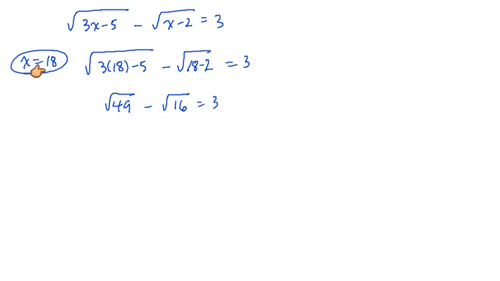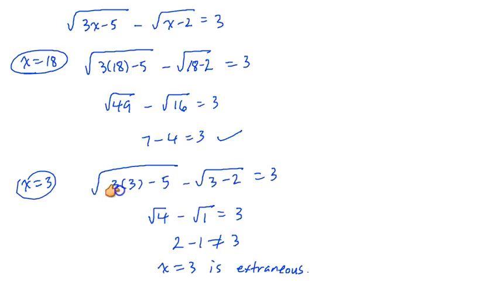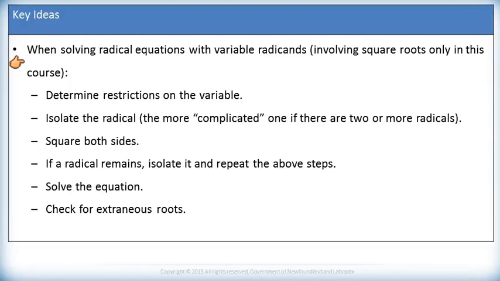I begin by putting the 18 in the original equation, and I get 3 times 18 minus 5 is 49, and 18 minus 2 is 16. That gives us 7 minus 4, which gives us 3. That's good. On the other hand, when I put our solution of 3 in, I wind up with 2 minus 1, which gives us 1, but that's not equal to 3, so x equals 3 is extraneous. To conclude, when solving radical equations, follow these steps.